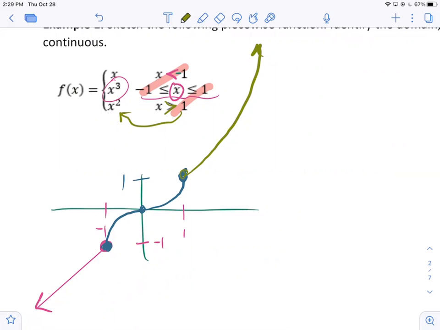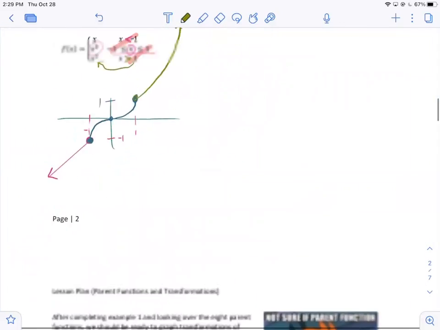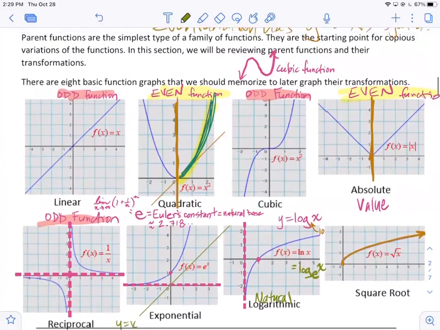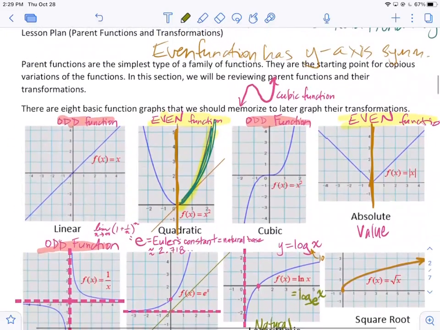What's the domain of this function? All real numbers. And what's the range of this function? All real numbers. Okay. We didn't get to transformations, but we'll get to that some other time. You know your parent functions. If you don't know them, memorize them, memorize them, memorize them. Because once you have these memorized, you're going to be able to lightning quick sketch graphs of transformations.